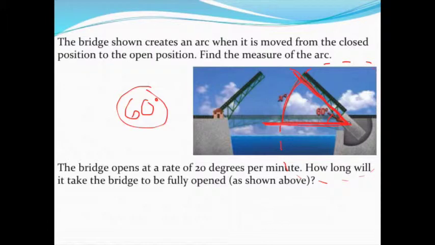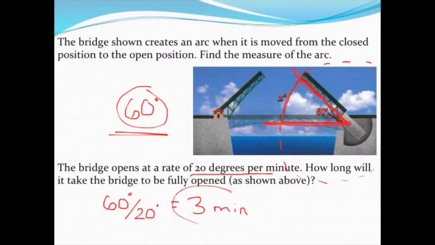And then our application step down here, they say, well, suppose the bridge opens at a rate of 20 degrees per minute. How long will it take to open up fully if we say that 60 degrees is fully open? So in this case, all I'm doing is figuring out how many times 20 degrees, my rate, goes into my angle of 60 degrees. So dividing those together gets me a time of 3 minutes for the bridge to be fully open.